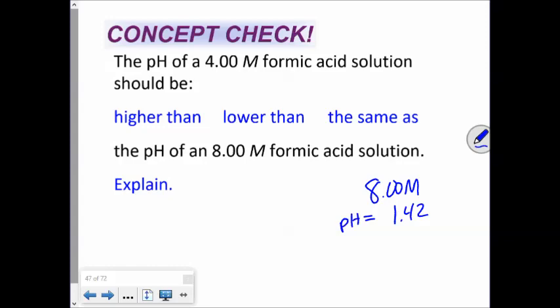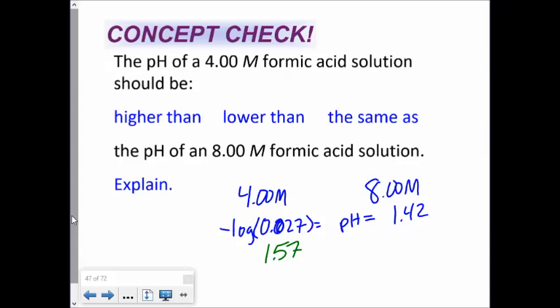Yeah. So if we were to do the 4 molar one and check it, we would do the negative log of the 0.027. And what would that pH value be? It should be higher than 1.42. So let's check that and see if that actually comes out correctly, and it does. It ends up being like 1.57. That pH value is higher. It's not a lot higher, but it is higher.